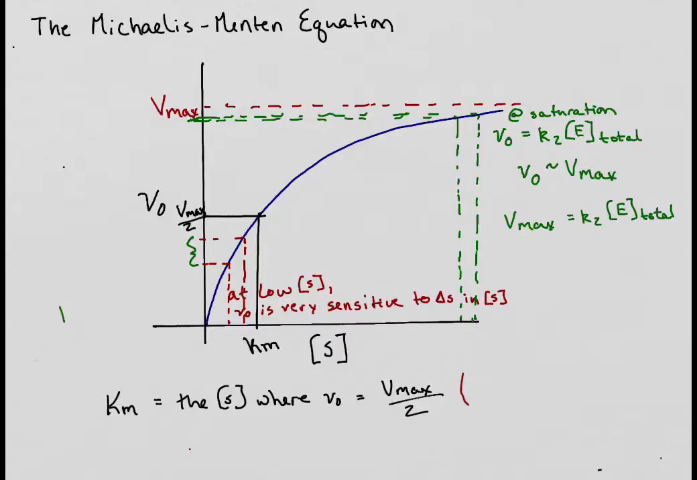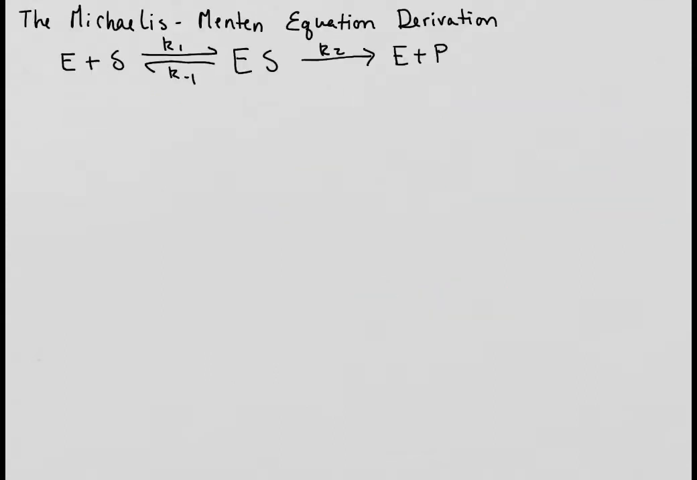Now we can move on ahead to actually derive the Michaelis-Menten equation and see what the equation is that describes this function. Maud Menten was a brilliant pathologist who worked at the beginning of the 20th century, and one of the things she did was to work alongside Leonore Michaelis to derive this equation, the Michaelis-Menten equation.